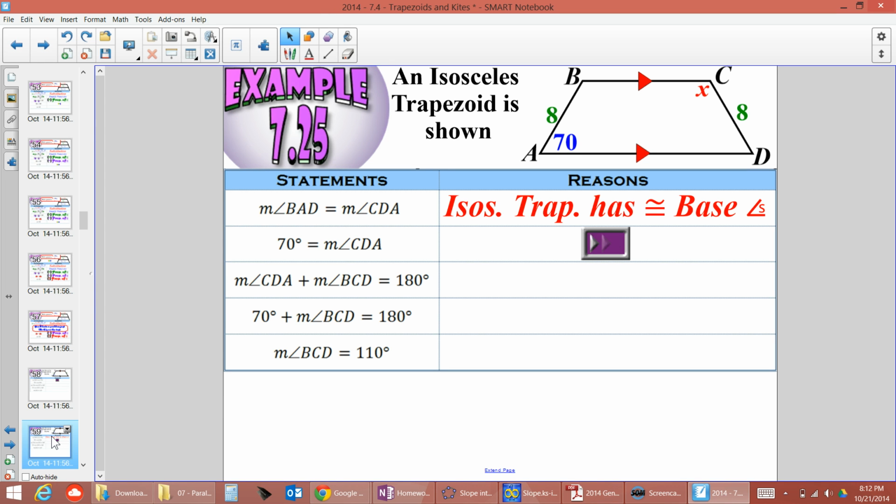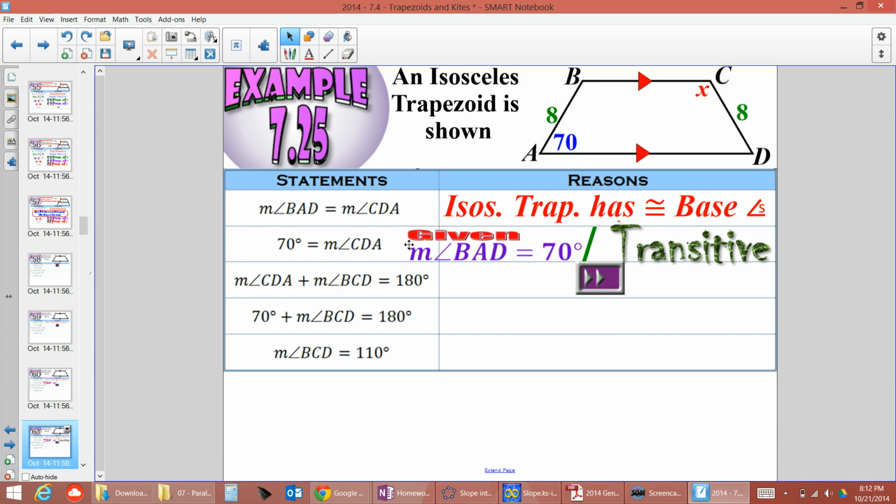Then I can substitute in my 70 degrees for BAD. And then also that means it's the transitive property. If BAD equals 70 and BAD equals CDA, you look at the reason there, I can just drop off the BAD and get that through the transitive property. So now I'm looking at this as being 70 as well.